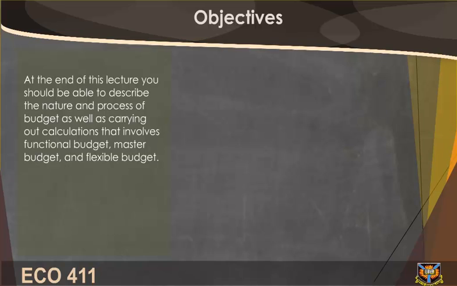Objectives. At the end of this lecture, you should be able to describe the nature and process of budgeting, as well as carry out calculations that involve functional budget, master budget, and flexible budget.